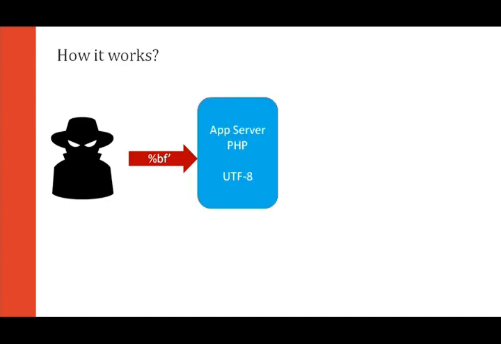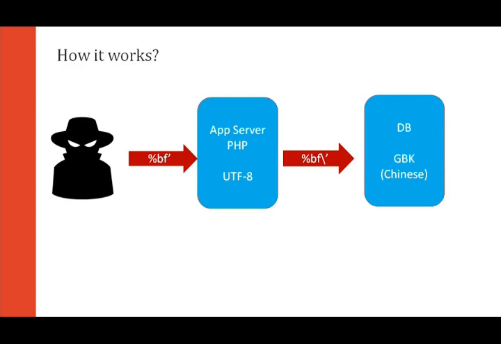So we have an attacker, okay, who is going to send this specific request, %BF and a single quote. When it gets to the web server that is able to understand UTF-8, it says, well, I don't know what this is, but I know that the single quote is malicious. So I'm going to escape it with a backslash. As you can see in the next step, it says, okay, so %BF, I don't know what that is, then backslash, single quote. Then the request gets into the database. But the database speaks Chinese.